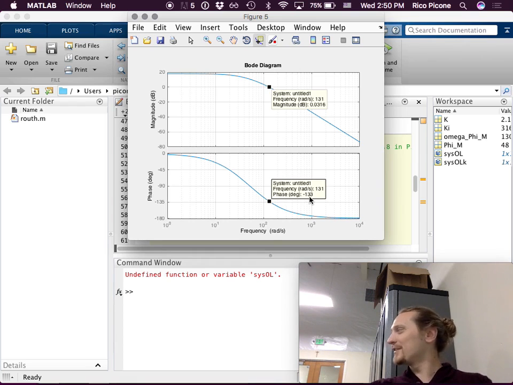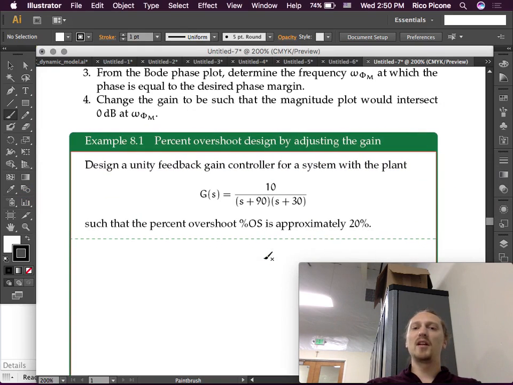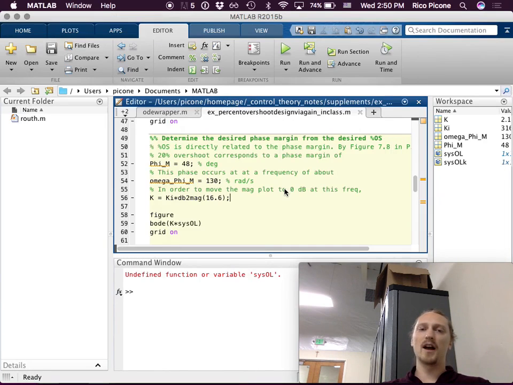So our phase margin then is what we want according to these transient response characteristics that we derived for second order systems back in chapter 7. And we're predicting that we're going to be close to 20% overshoot here. If we use that gain, we're going to be about 20% overshoot, which is our design goal. So let's give it a shot.